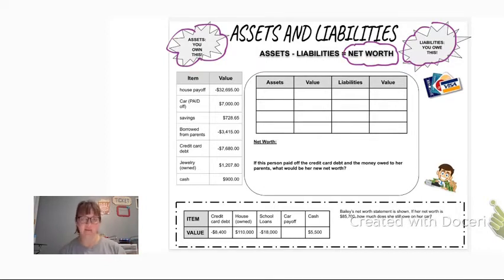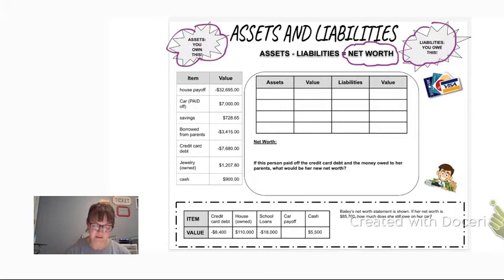Now, obviously, this can be a negative number. You don't want it to be, but if your net worth is negative, that means that you owe more than you own. And if that's the case, it means you have some financial work to do, because you want to try to get rid of those things that you owe so that you can get to a positive net worth. So we're going to learn how to create what's called a net worth statement.